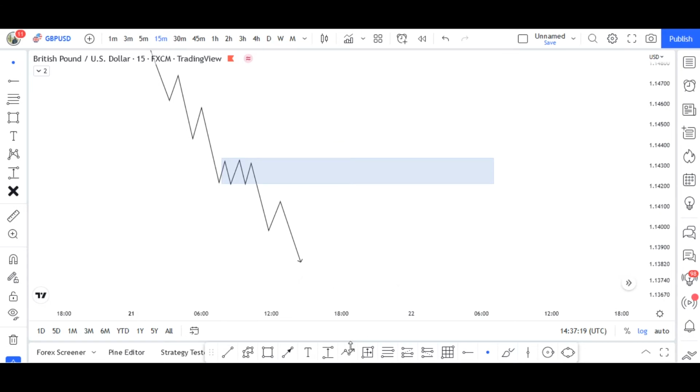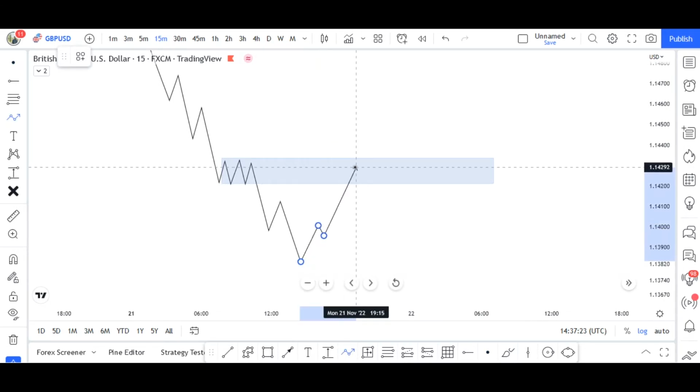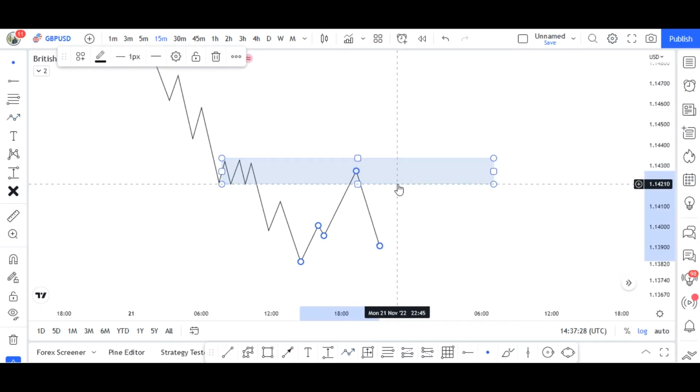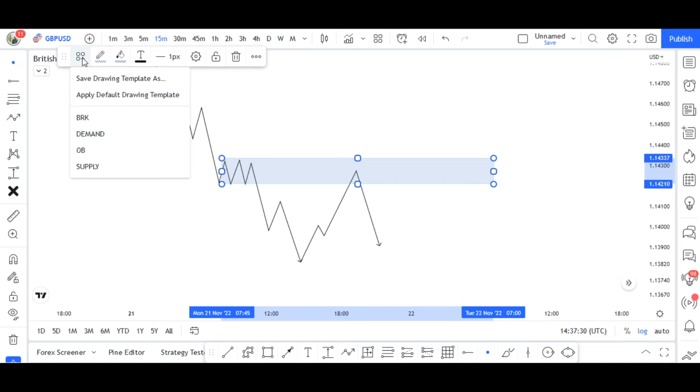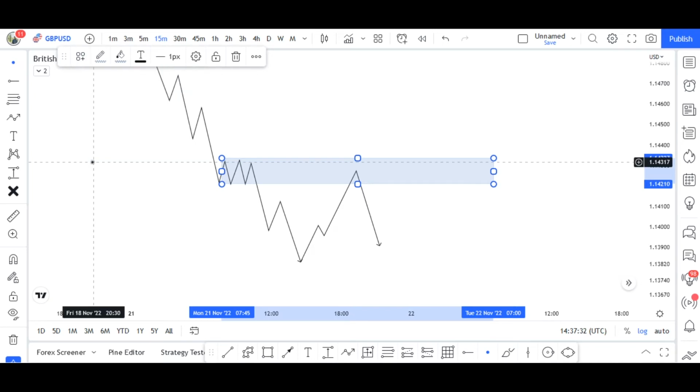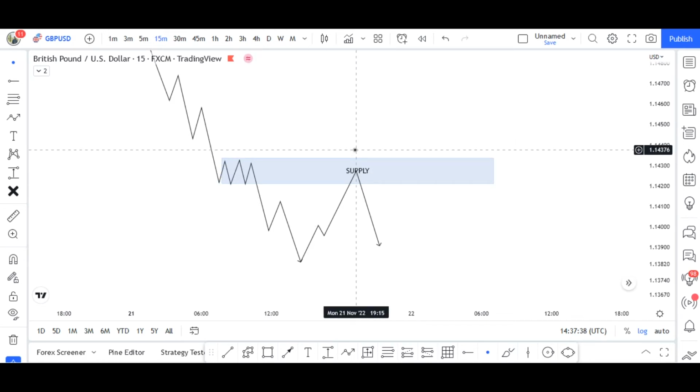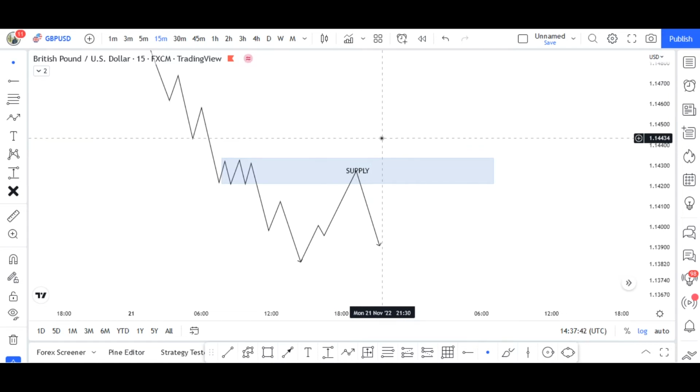So what am I expecting? I'm expecting price to come into our supply zone, then I sell. So we have our supply zone here, and I'm expecting price to trade into our supply zone. Then what do we do next? We sell at the supply zone.